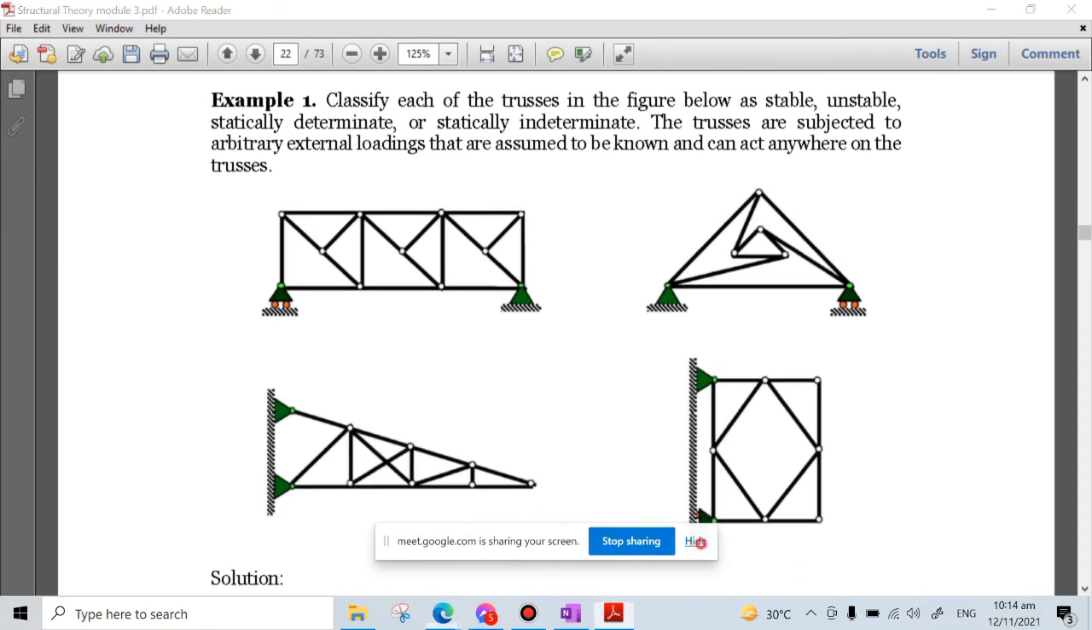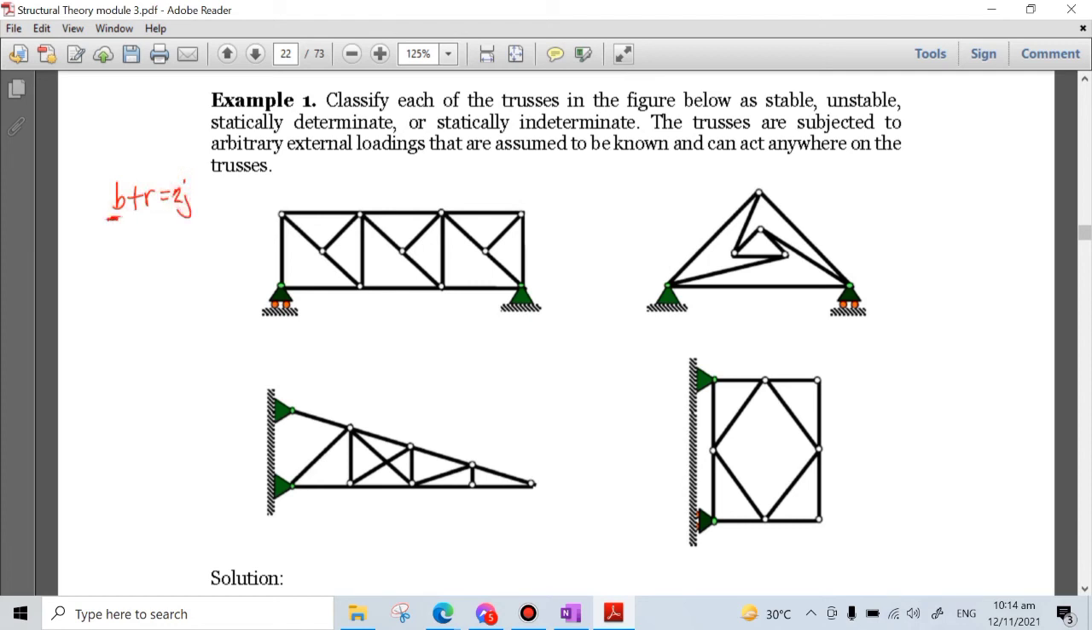Okay, so let us solve for the example number 1. For example number 1, sinasabi niya dito to classify each of the trusses in the figure below as stable, unstable, statically determinate, or statically indeterminate. The trusses are subjected to arbitrary external loading that are assumed to be known and can act anywhere on the trusses. So, from our formula, we have B plus R is equal to 2J. The B stands for the number of members, the R stands for the reaction, and the J stands for the joint. So, bibilangin muna natin yung number of members.